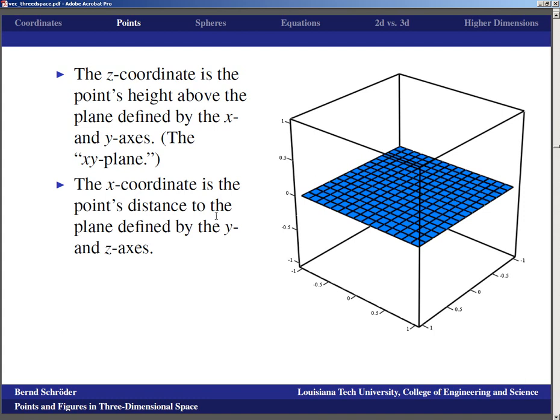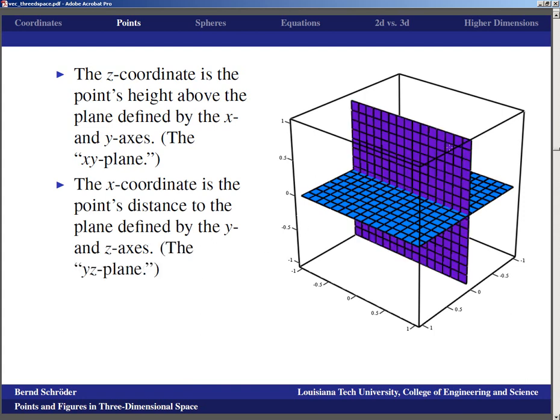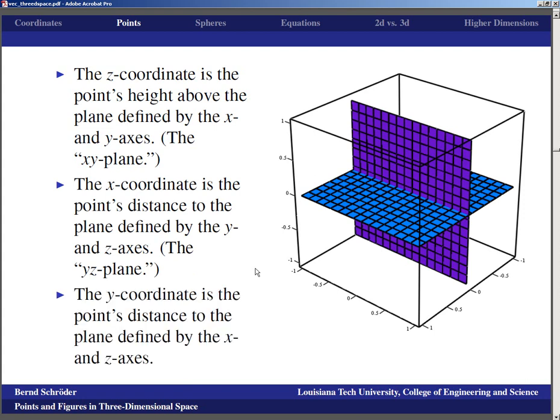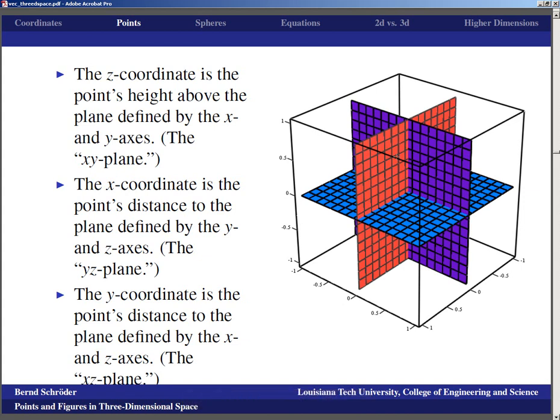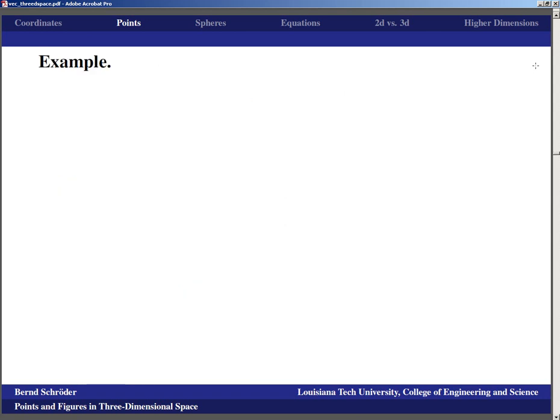The x-coordinate is the point's distance to the plane that is defined by the y and z axes, which is the yz plane, so that would be this plane here, and the x-coordinate tells you how far in front of or behind that plane the point is. And the y-coordinate is the point's distance to the plane defined by the x and z axes, which is the xz plane, which is this one here, and so the y-coordinate tells you how far you are to the right or to the left of the xz plane. Okay, so here we have another frame of reference. Typically we will not draw these planes because as soon as you draw them you obscure the rest of the picture, and that is part of the art of visualization here.